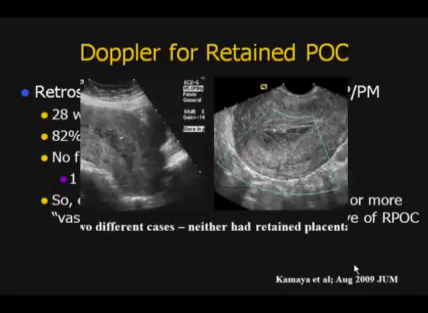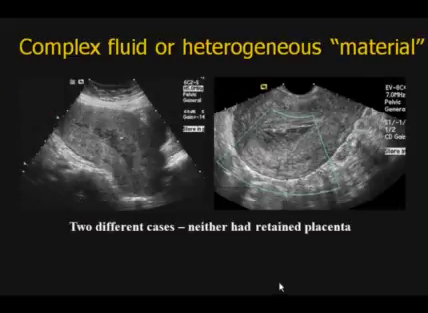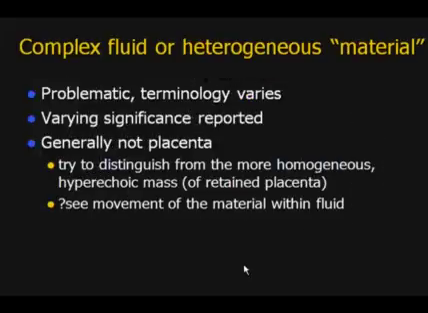Now occasionally you run into patients who don't have a focal mass, or they don't have thickening, but you just see this complex fluid, has internal echoes, or it's heterogeneous material, and it's hard to tell what's going on. These are 2 different patients, neither of which had retained placenta in the postpartum period.